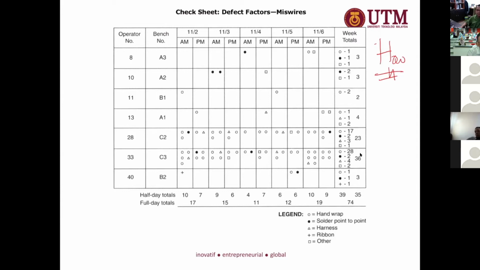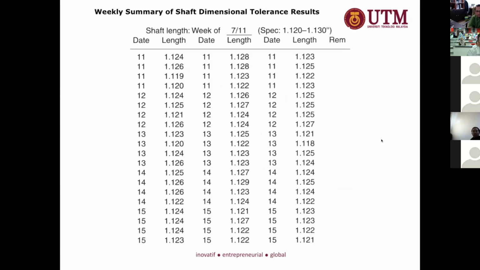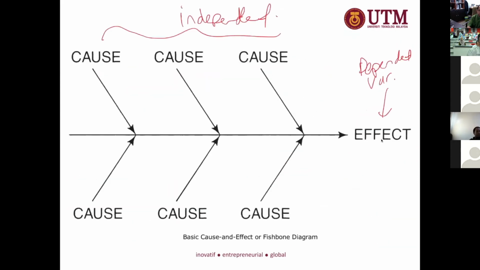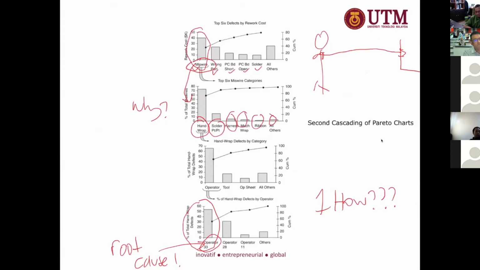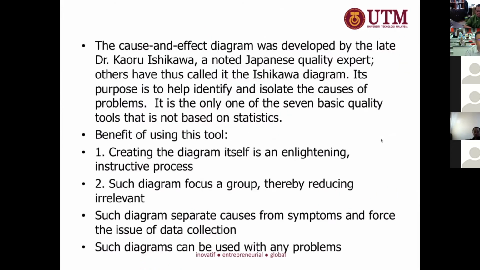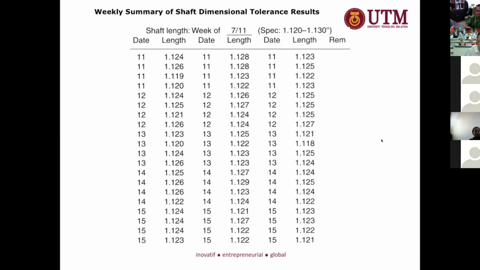Then you count the defects, and it shows operator number 33 contributes a lot of mistakes, followed by number 28. So then you know already the detail, because before you report anything to management, maybe from the Pareto that we did before, you know already operator number 33 and 28 are a problem. But you cannot just simply report like that without going into detail.